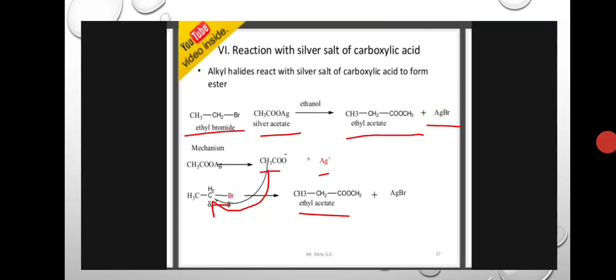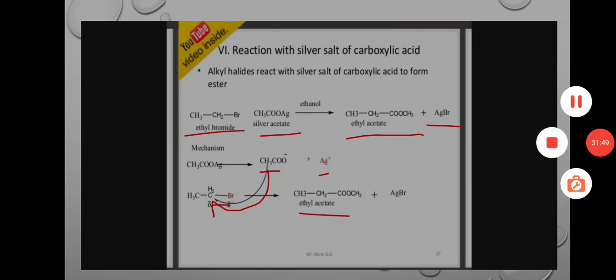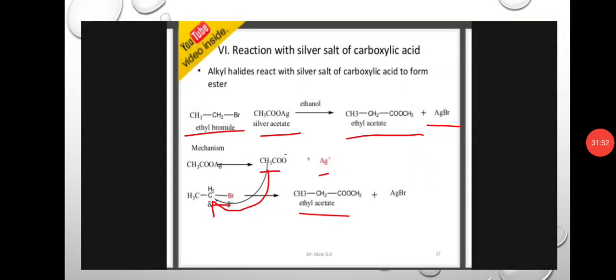And next, reaction with silver salt of carboxylic acid. Alkyl halides react with silver salt of carboxylic acid to form esters. Ethyl bromide reacts with silver acetate, CH3COOAg, in presence of ethanol and forms ethyl acetate, an ester, plus AgBr, silver bromide. Mechanism: first silver acetate is converted to acetate ion plus Ag plus. This acetate ion attacks the alkyl halide carbon and forms ethyl acetate plus silver bromide.